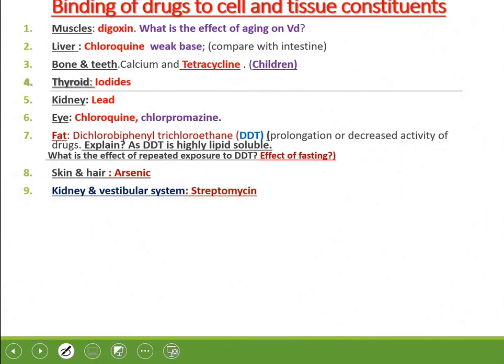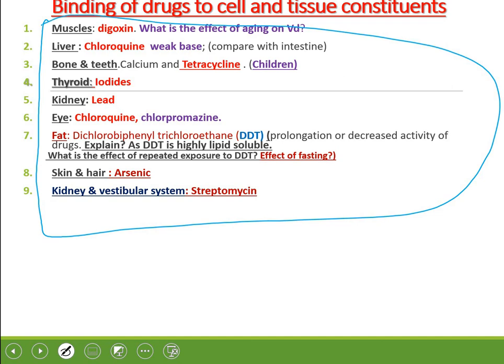So, binding of drugs to cells and tissue constituents. This is very important. These are the drugs which attach to the cells of these tissues. For example, digoxin goes and attaches to muscle cells, and liver chloroquine, which is a weak base. In bone and teeth, tetracycline complexes with calcium and causes permanent teeth staining. And in the case of the thyroid, drugs that interfere with iodide pumps can be a problem, and so on.